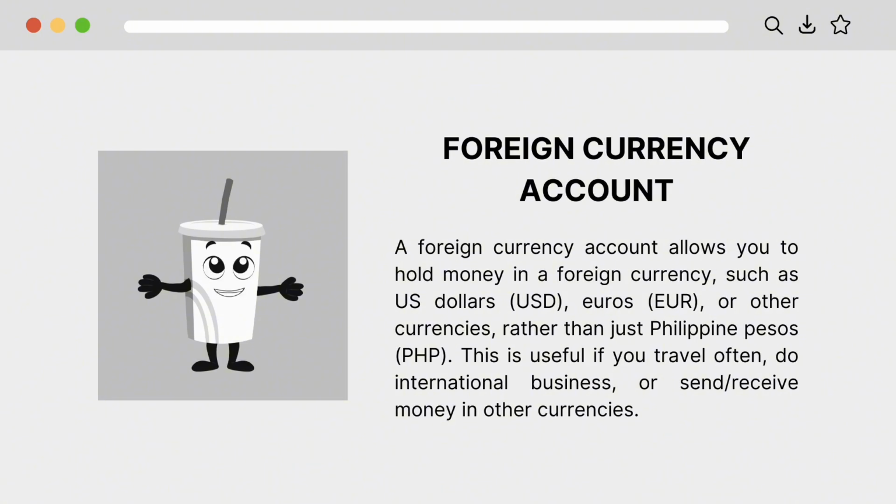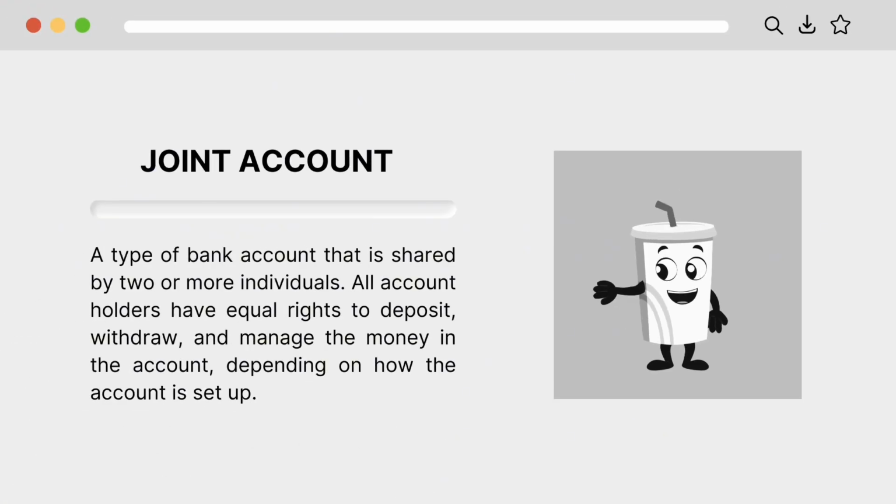And lastly, we have the joint account. This is a type of bank account that is shared by 2 or more individuals. All account holders have equal rights to deposit, withdraw, and manage the money in the account, depending on how the account is set up. Joint accounts are often used by couples, business partners, or family members who want to manage shared finances. This is ideal for managing shared expenses like household bills or business bills, and also for business accounts where multiple people need access to the funds.